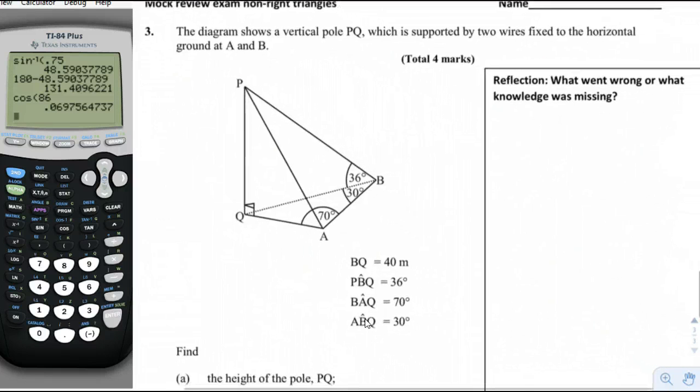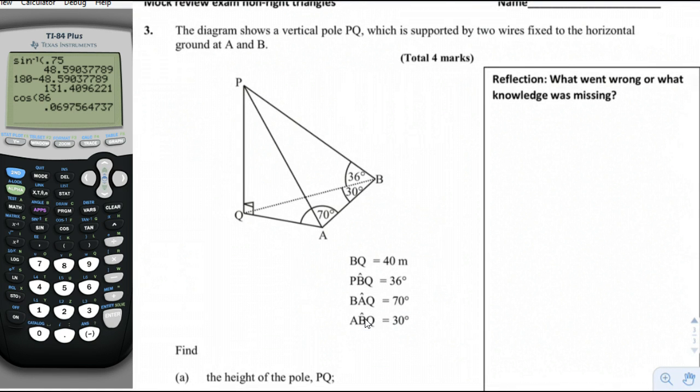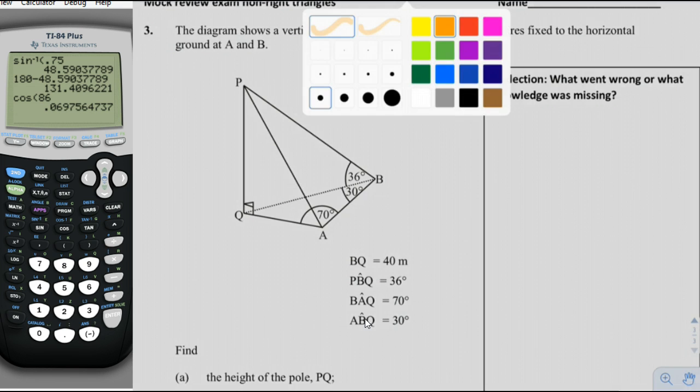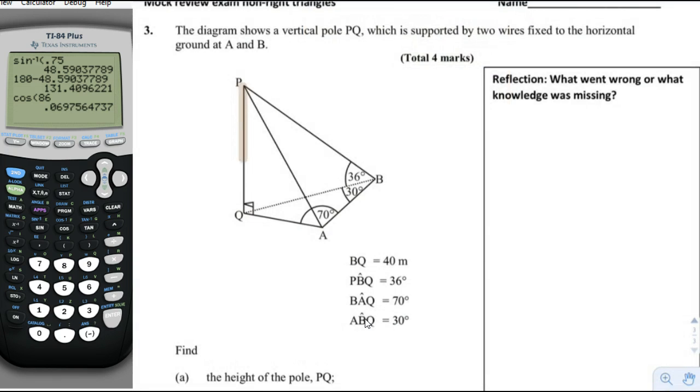Okay, last problem. The diagram shows a vertical pole, PQ, which is supported by two wires fixed to a horizontal ground at A and B. So this is a 3D drawing, so maybe it might be a little bit hard to understand. And it's fastened to the ground with two wires, at two places, point A and point B. A and B and Q are all on level ground.